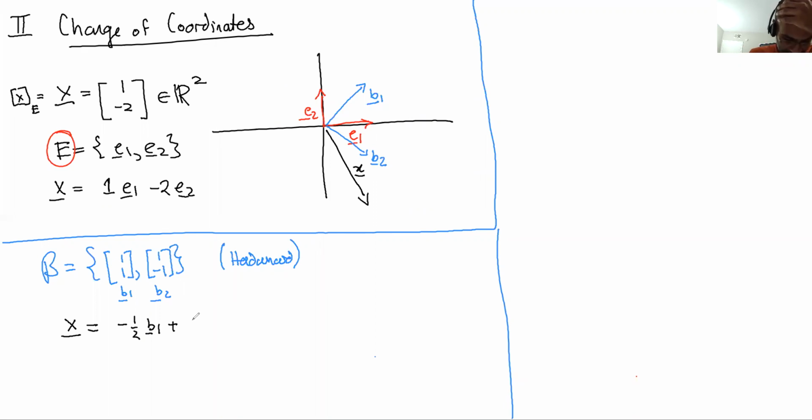But certainly algebraically, the same x above is equal to minus half B1 plus 3 halves B2. You can check that. And what that means is that the coordinates of this x with respect to the B basis are minus half and 3 halves.